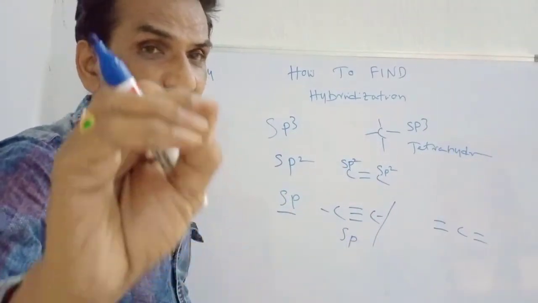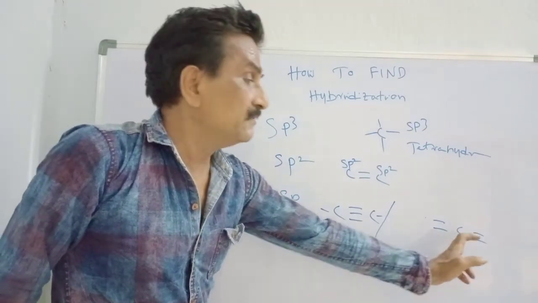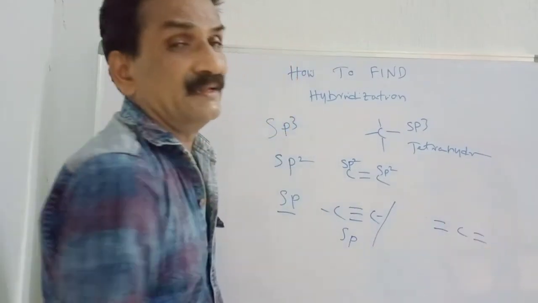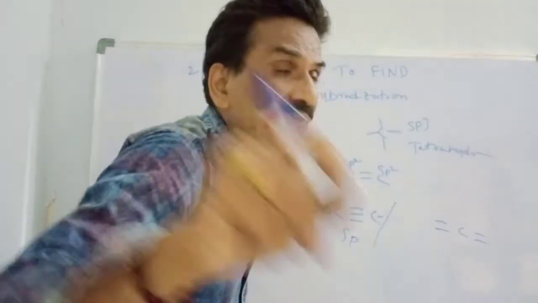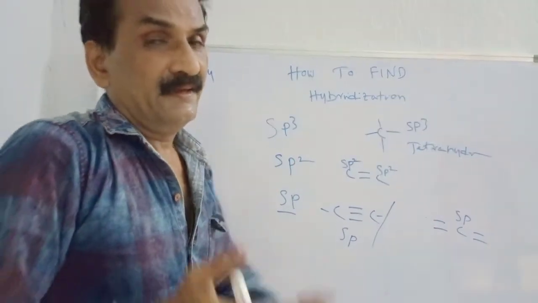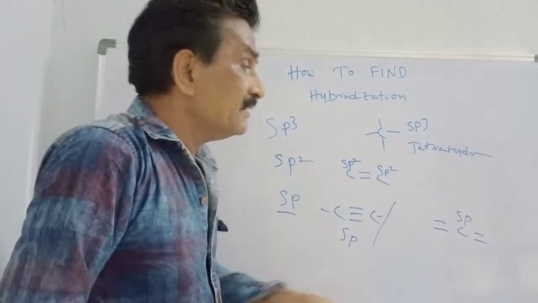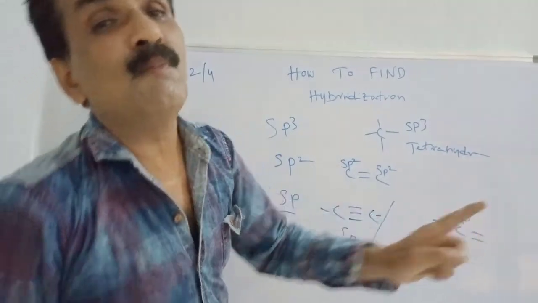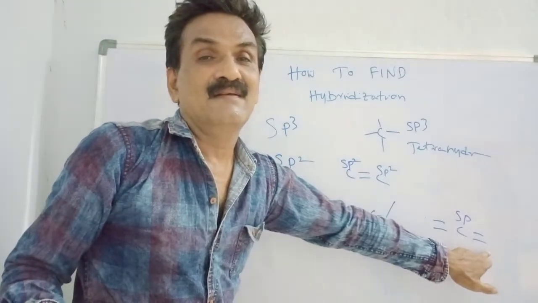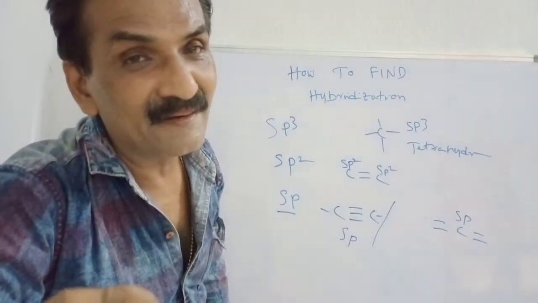Again, one thing you have to identify, which is most important: if this is a carbon, and on this side a double bond is there and on this side a double bond is there, with 2 double bonds on both sides, then the carbon is said to undergo sp hybridization. If carbon has a triple bond, that is sp hybridization. Likewise, if carbon has 1 double bond on each side, the carbon is an sp hybrid carbon.